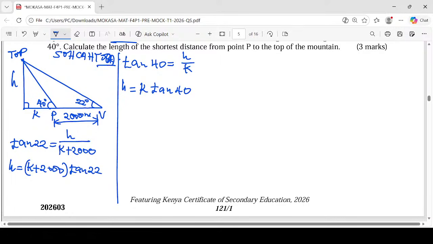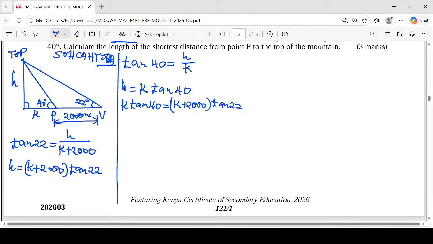Because these two equations symbolize the h, meaning we can equate them. And once we equate, we are going to have k tan 40 is equivalent to (k plus 2000) tan 22. That is what we have.